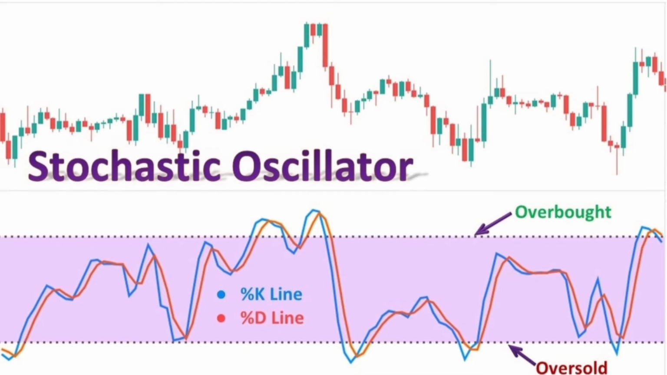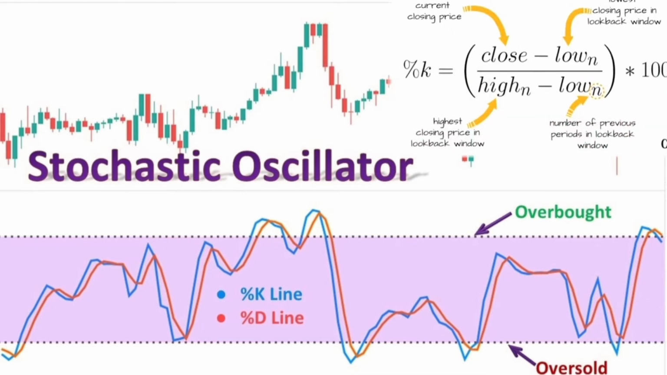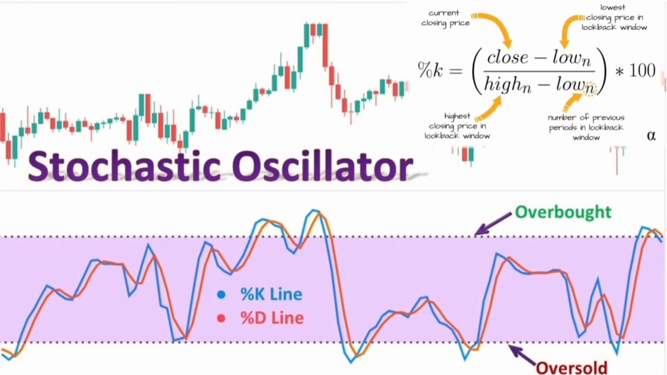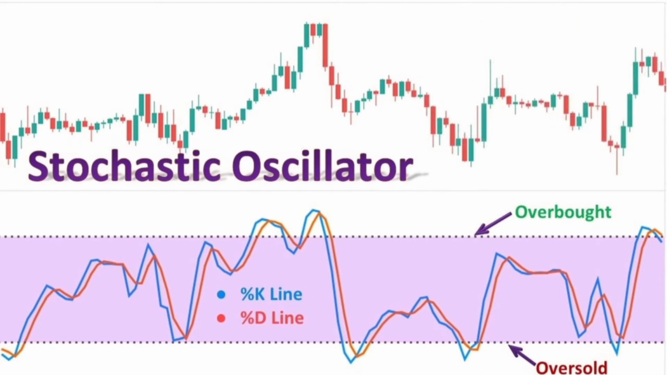The K% line is the faster of the two lines, and it is calculated using the following formula. The D% line is the slower of the two lines and is calculated by taking a 3-period simple moving average of the K% line. The result is a line that is smoother and less volatile than the K% line. When the K% line crosses above the D% line, it is considered a bullish signal, and when the K% line crosses below the D% line, it is considered a bearish signal. Now let's go to the chart and see what it is all about.